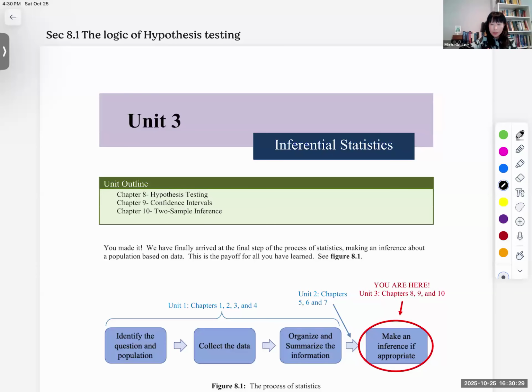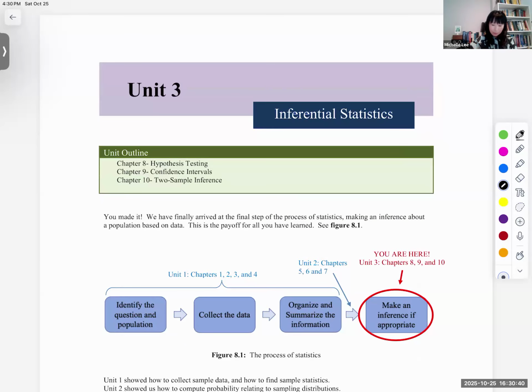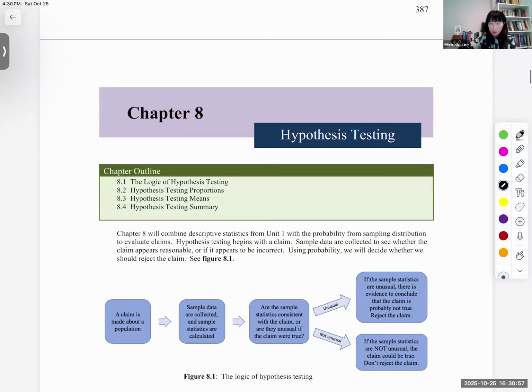Hello everyone. Today we are going to learn 8.1. So it's chapter 8 and unit 3. In unit 3, we have chapters 8, 9, and 10. And chapter 8 has 4 sections, but the last section is about the summary, so I don't want to do that. Just 8.1, 8.2, 8.3. Chapter 8 is about hypothesis testing.